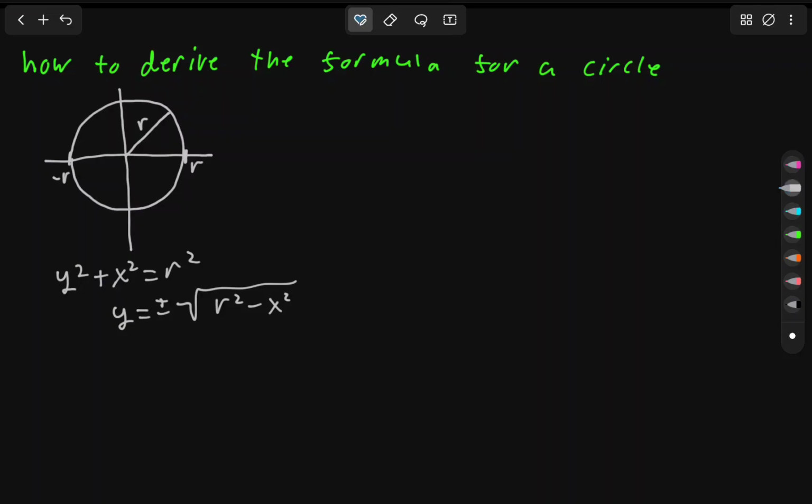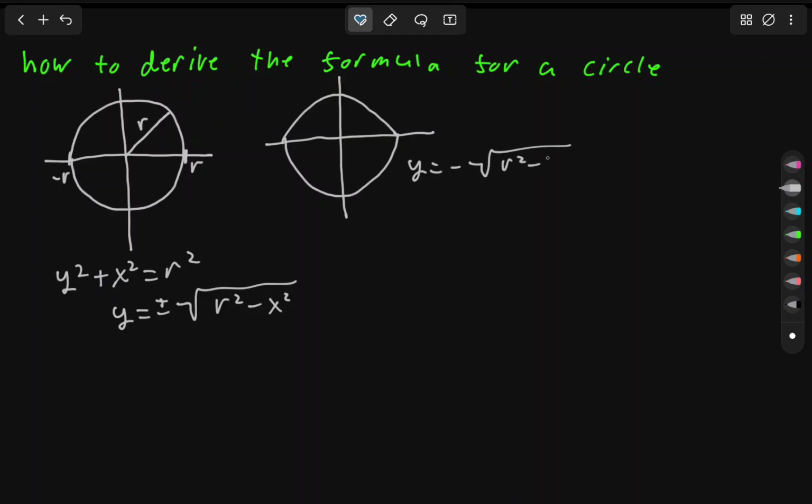Well, let's real quickly draw out what this function looks like. In this bottom part here, we have the function y is equal to negative square root of r squared minus x squared. But in this top part of the function, we have y is equal to the square root of r squared minus x squared.